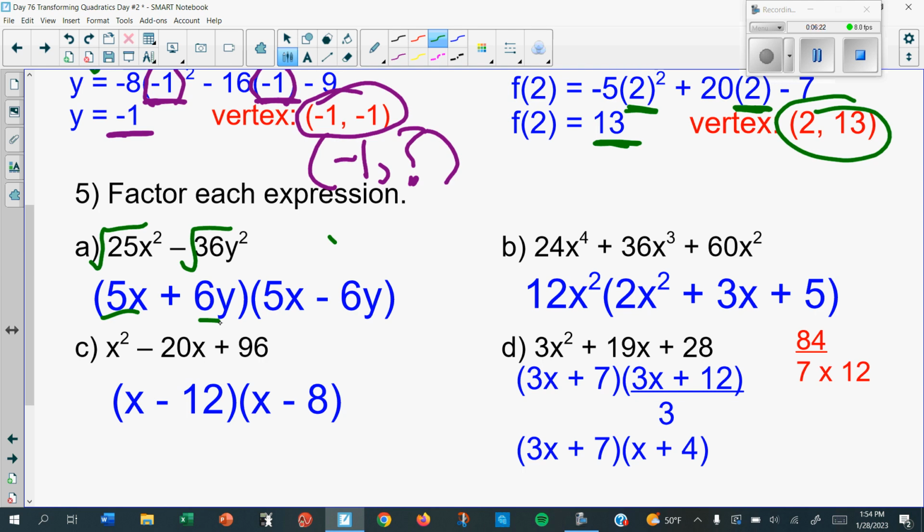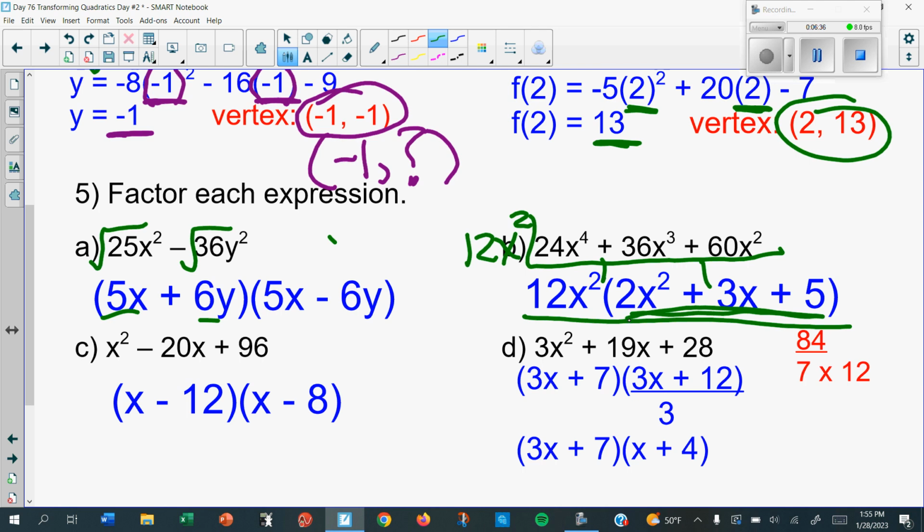What do you always look for first? Always look for GCF first. So what can you take out? You can take out a 12 out of all of them. You can take an x squared out of all of them. What's left? That's what's left. And there's no way to factor this trinomial. So it's not like it was factored completely where you could go again.